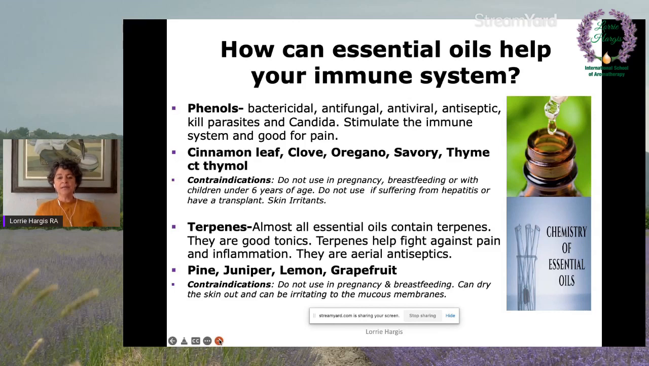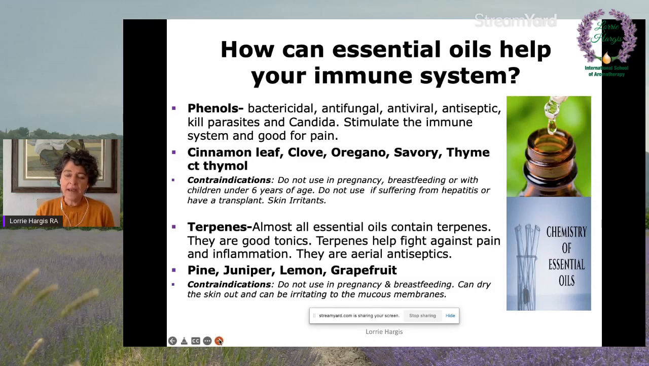Now let's look at terpenes. Almost all essential oils contain terpenes. They are good tonics. Terpenes help fight against pain and inflammation, and they're aerial antiseptics. They are also antiviral. Let's look here at pine. Pine has alpha-pinene in it, beta-pinene in it, and these are very good antiseptics, okay?